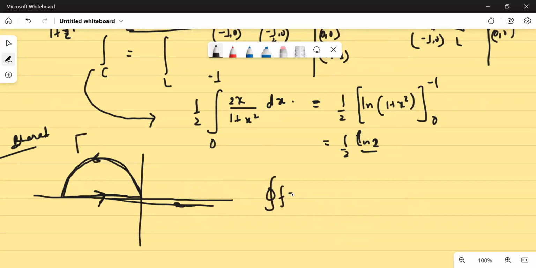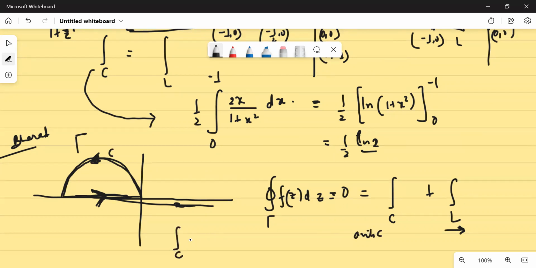So according to Cauchy's integral theorem, the integral of f(z) dz over the closed curve gamma would be equal to the integration over C plus the integration over the line. The direction of the line integral matters, and the integration along C will be in the anti-clockwise direction. Eventually you will get that the integration over C will be equal to minus the integration over the line in this direction. So basically it tells you that the integration over C is equivalent to the integration over the line in this direction. This is what we have done.